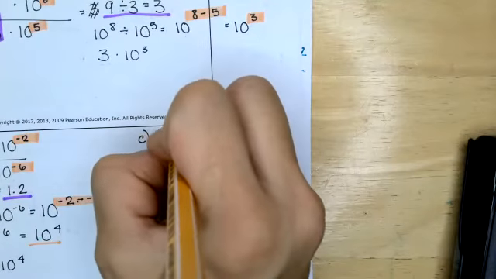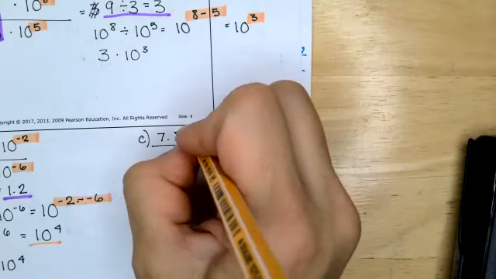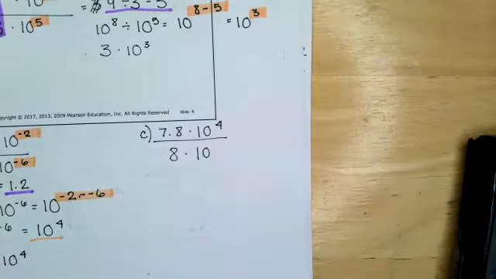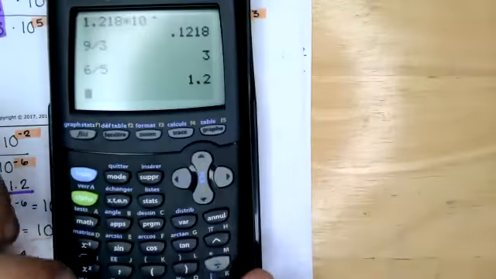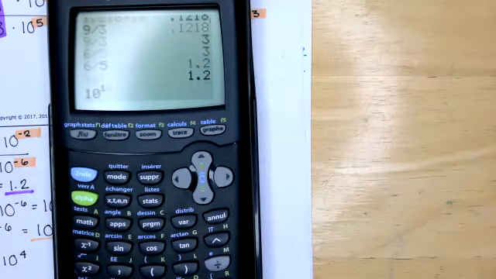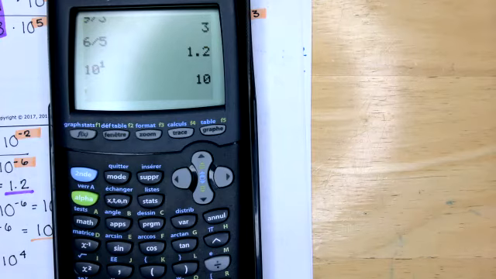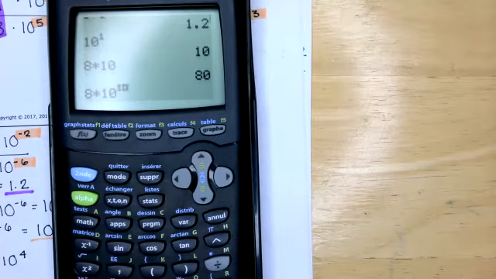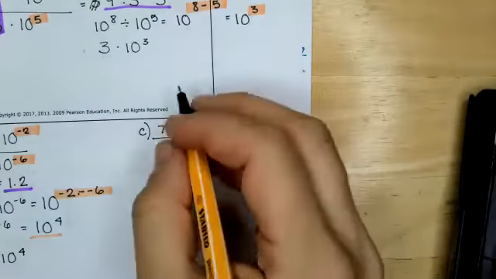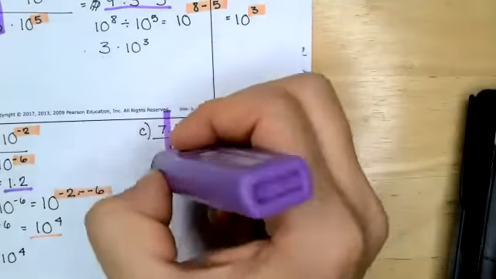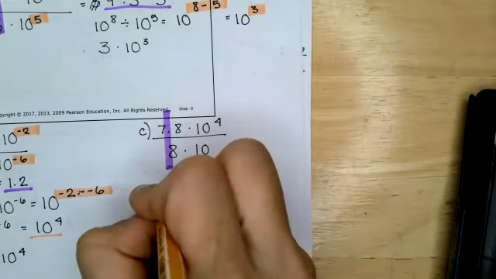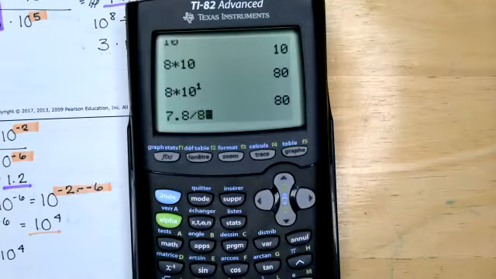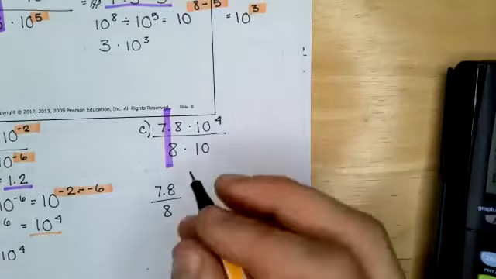I'll do 7.8 times 10 to the 4th over 8 times 10. Okay. 8 times 10 is the same as 8 times 10 to the power of 1. You get the same answer. So 7.8 divided by 8. I can just put it into my calculator. 7.8 divided by 8 is 0.975.